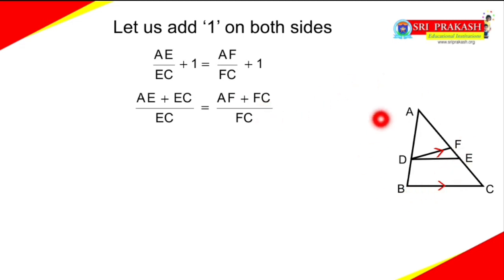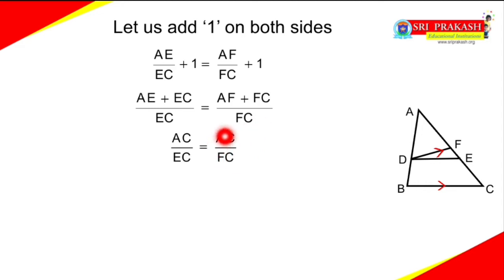Children, from figure, AE plus EC is equal to AC and AF plus FC is also equal to AC. So, let us replace AE plus EC and AF plus FC by AC in this equation. Then we get AC by EC is equal to AC by FC.